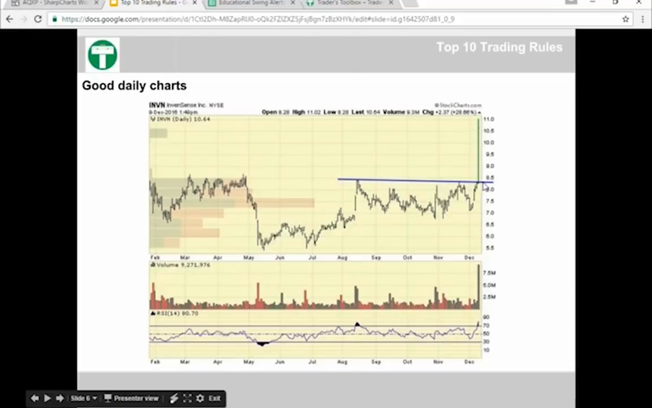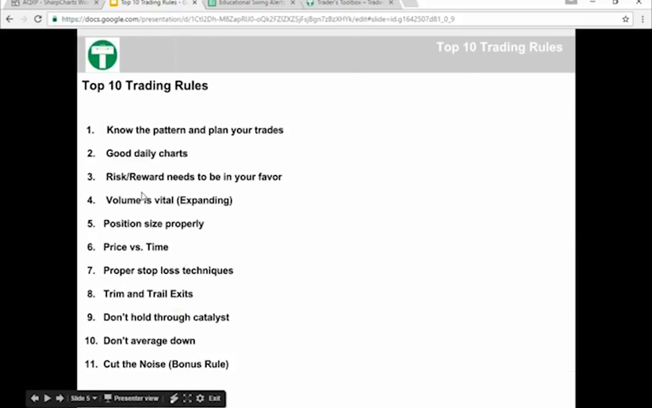So we want to see resistance breaks on price with a volume expansion stick, as you can see here, and that is one of the main rules of getting into these patterns, is knowing that you have a volume expander and a price expander. Okay. Number 3, we've talked about this.